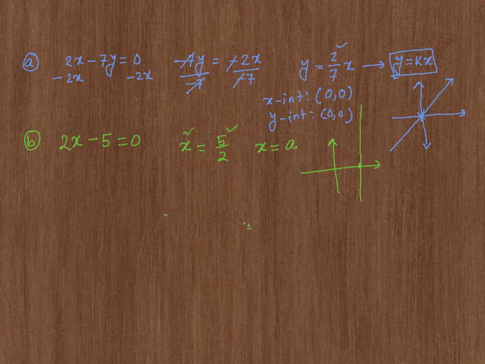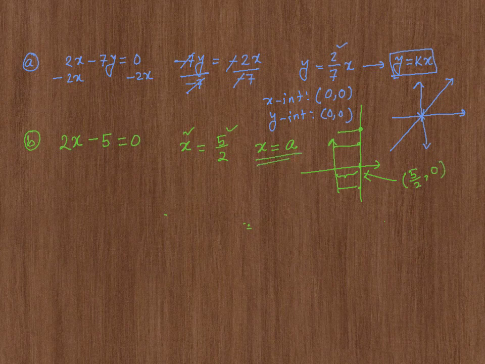This equation tells us that we are talking about a straight line for which the x-coordinate is always fixed at 2.5. So this distance is 2.5. It doesn't matter where you are on the straight line, this horizontal distance is always 2.5. Now, this equation does not have a y-intercept. It has an x-intercept, and the x-intercept is going to be at 5 over 2, 0.